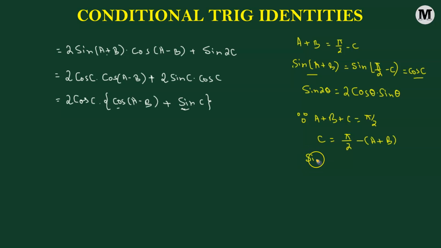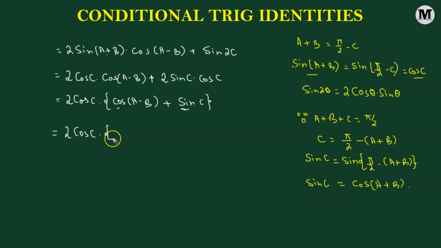Now we're going to take sine on both sides since we need sine of c. So sine of c is going to be equal to sine of the angle pi over 2 minus a plus b. Now we know the sine of pi over 2 minus some angle is equal to cosine of that angle, so cosine of a plus b. Meaning sine of c is the same as cosine of a plus b, provided a plus b plus c equals pi over 2 radians. Okay, so now we have 2 times cosine of angle c multiplied by cosine of the angle a minus b added to, in place of sine c, cosine of a plus b.